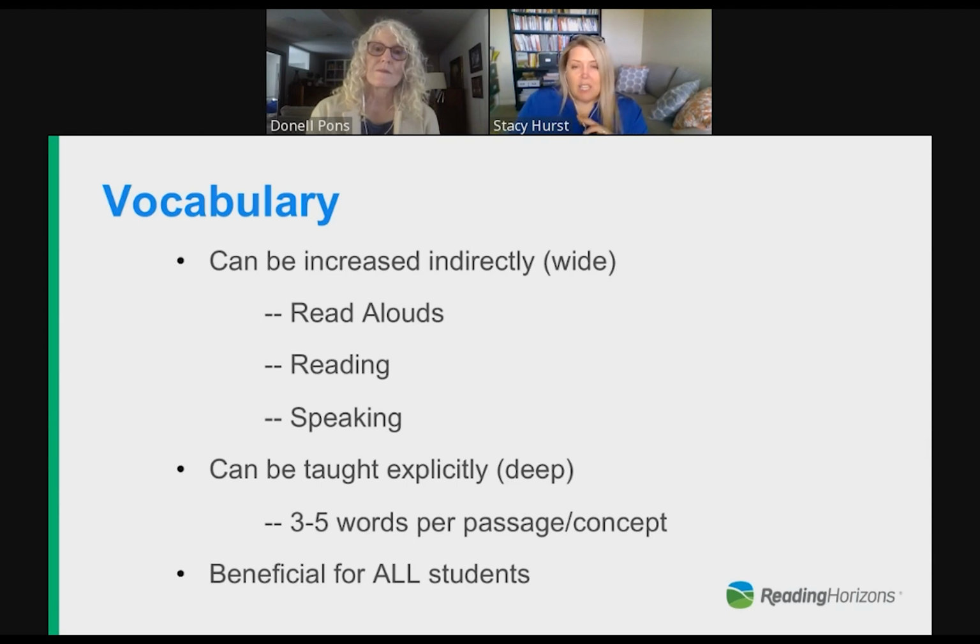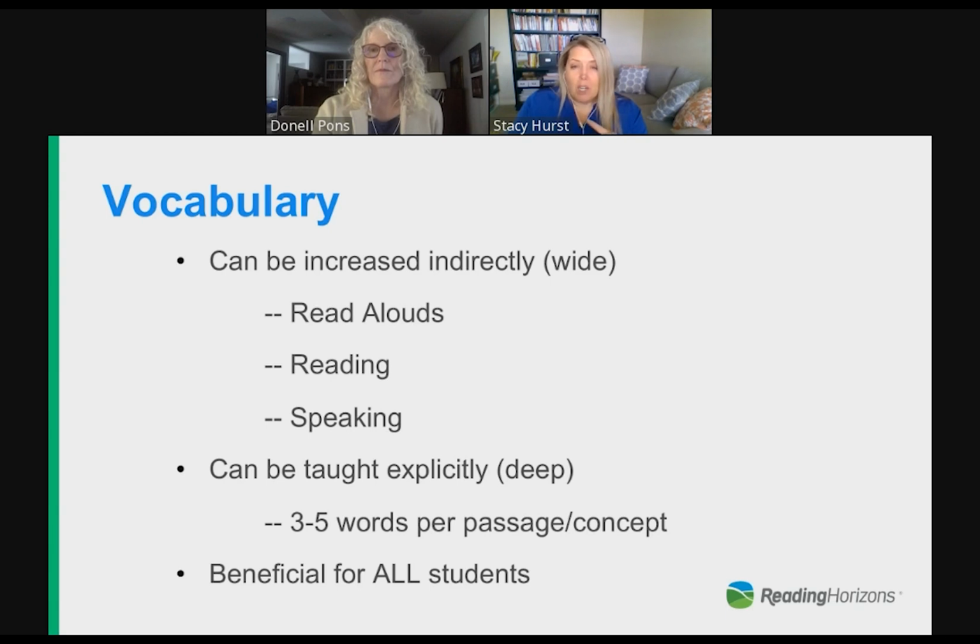Now, as teachers, we can help promote those contexts, right? We can do read alouds. We can allow time for our students to apply what we're teaching them by reading, and then we can have those rich conversations with them. But we can also teach explicitly to build vocabulary, which is what we want to focus on today. The question always comes up, how many words? What do I teach in a week? There are so many words. If you're talking about reading comprehension, then the standard is 3 to 5 words per passage or concept to really focus on explicitly.